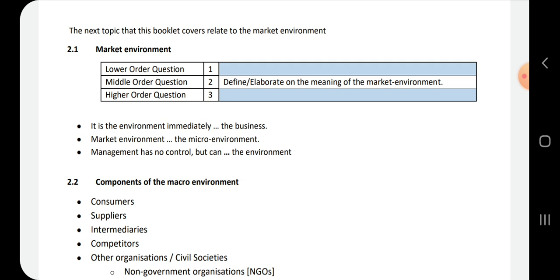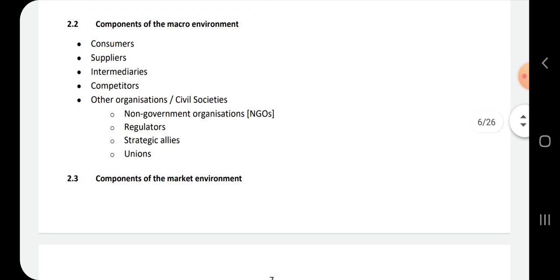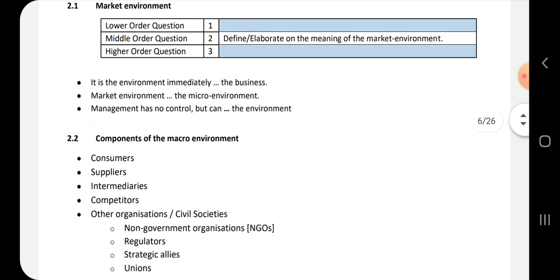So those that are outlined, you need to have "environment immediately" as a keyword, outside the business. The market environment is close to the micro environment. So management has no control but can influence the environment. So that was the market environment.